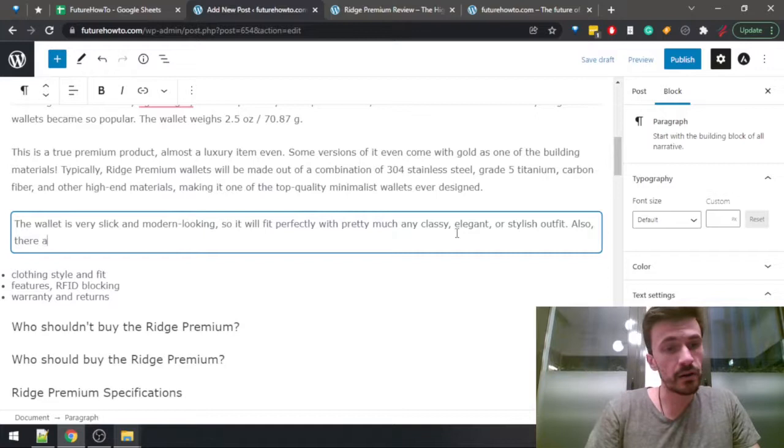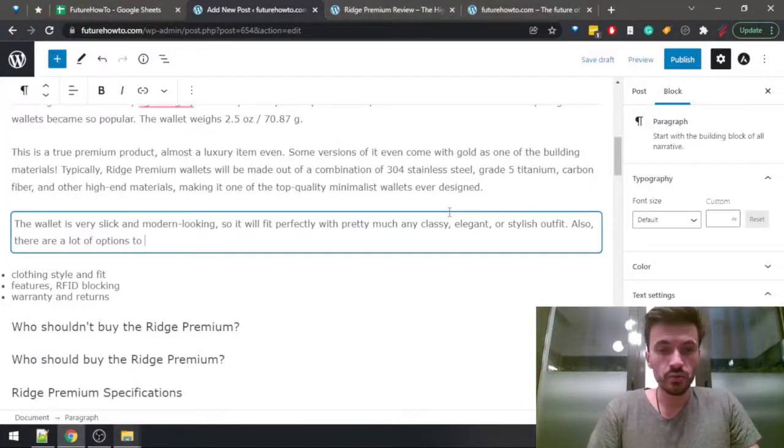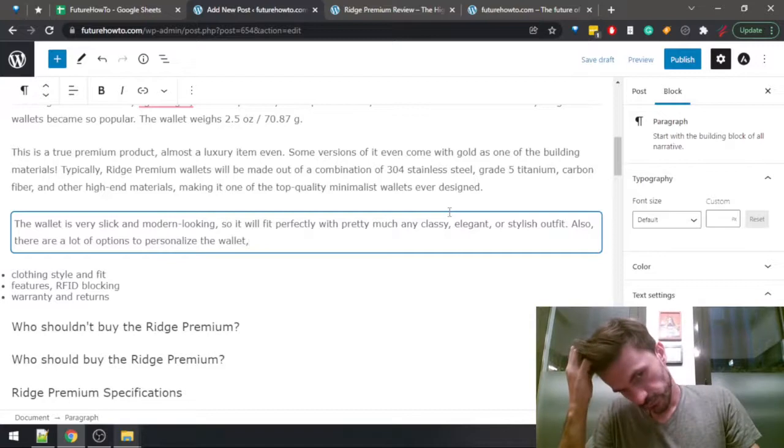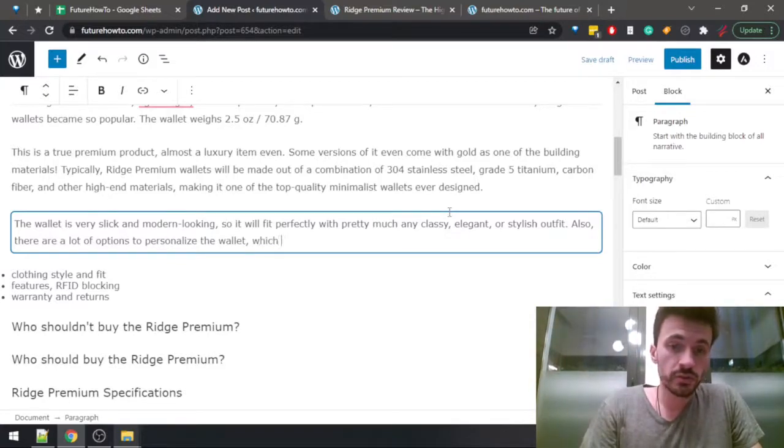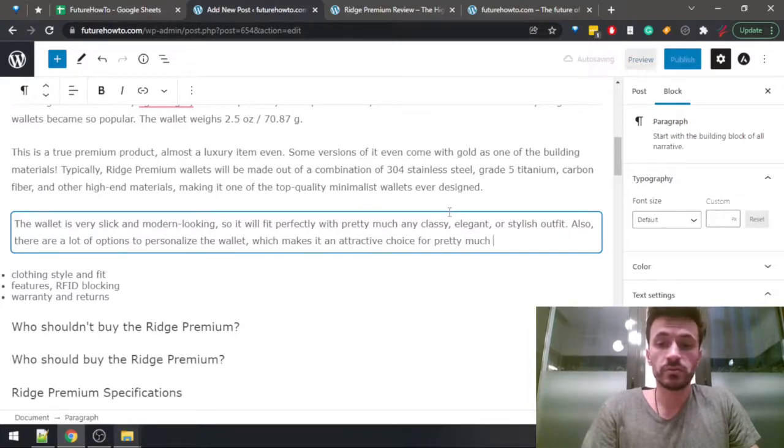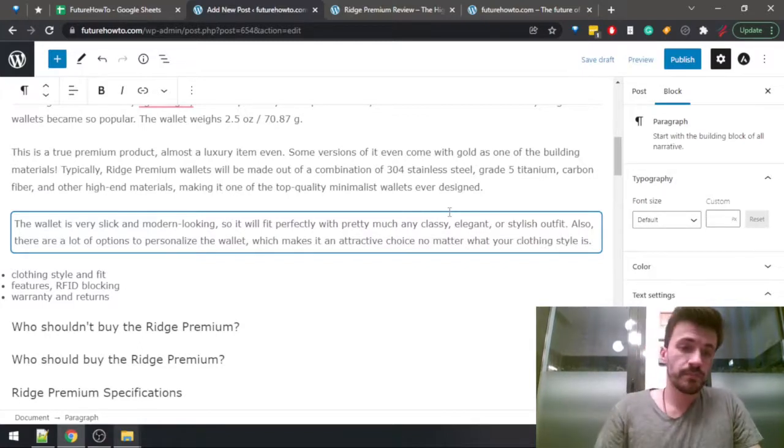Also, there are a lot of options to personalize the wallet, which makes it an attractive choice no matter what your clothing style is. Okay, there we go.